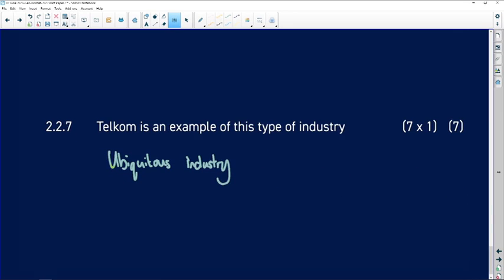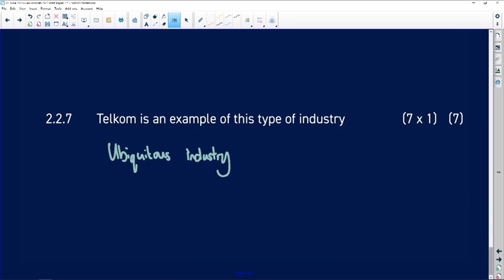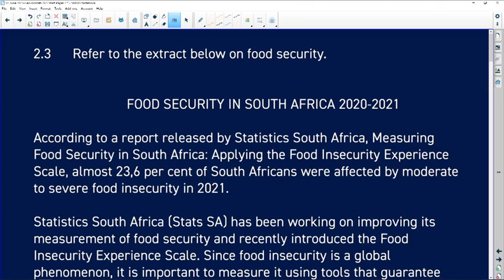Okay, that's the short questions. Now let's quickly focus on the longer type of questions. If you look at 2.3, it focuses on food security. Once again, food security, especially when we had to deal with the primary sector. The primary sector not only is important to provide employment opportunities, but it provides food security to a country. Okay, instead of importing food, we can produce our own food.